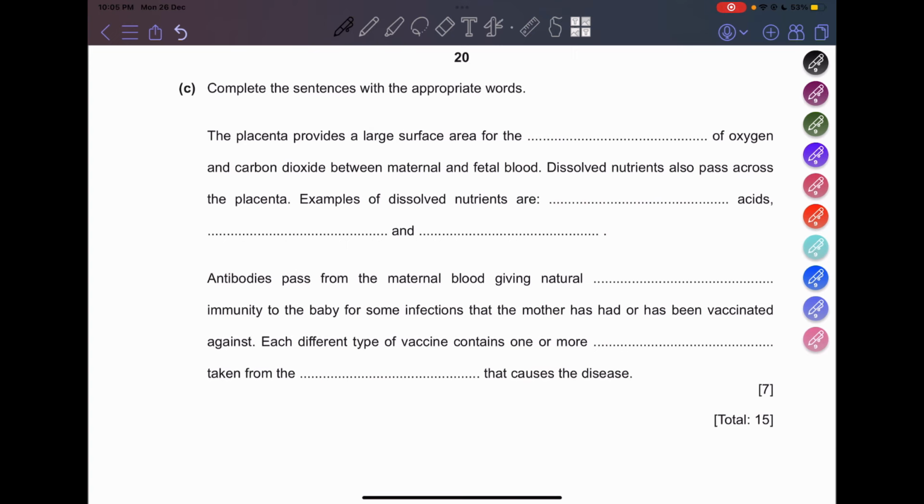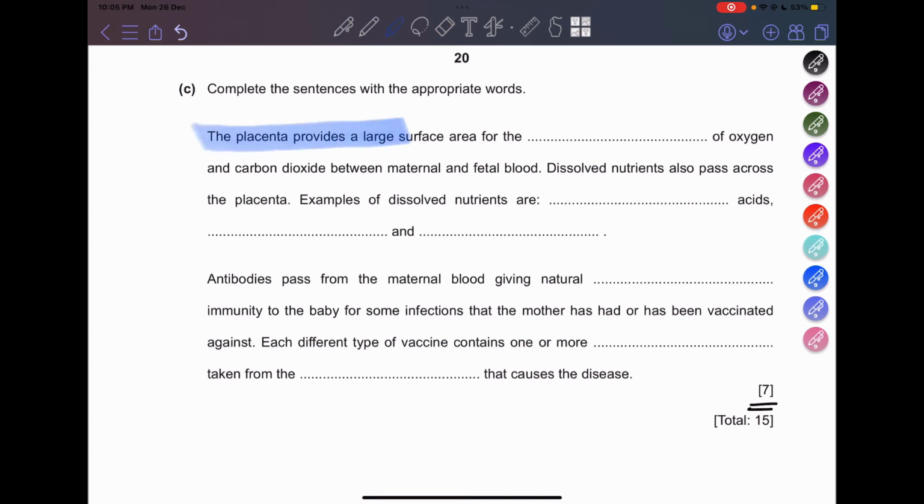C, and this is the last question in the exam. This is complete the sentences, worth 7 marks. So each word over here is worth 1 mark. Now let's read down. The placenta provides a large surface area for the something of oxygen. As we all know, oxygen moves by diffusion, so we're going to write down diffusion, or you can write down exchange of oxygen if you would like. And carbon dioxide between the maternal and fetal blood.